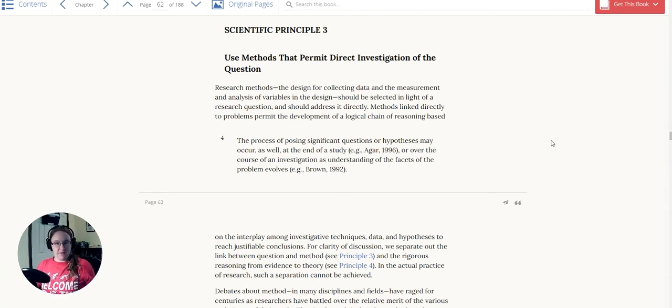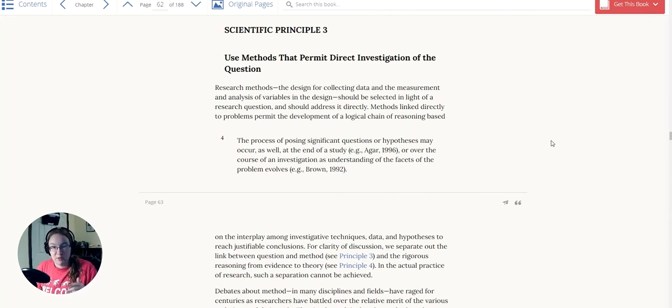This is all about the methods in this particular principle. The method is incredibly important. When I do peer review on different studies, it is probably one of the things that I critique most strongly, the methods of how that study was done. The other one is related to the fourth principle, which has to do with reasoning.